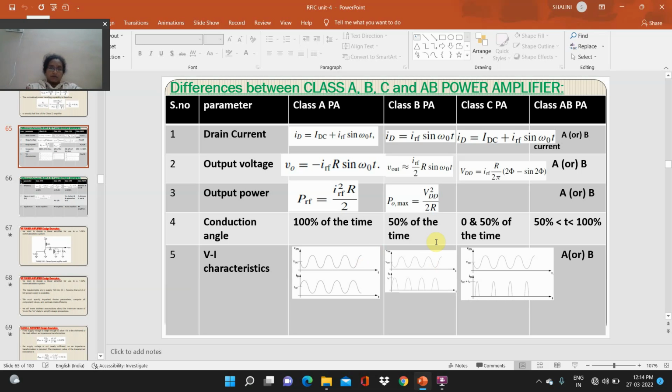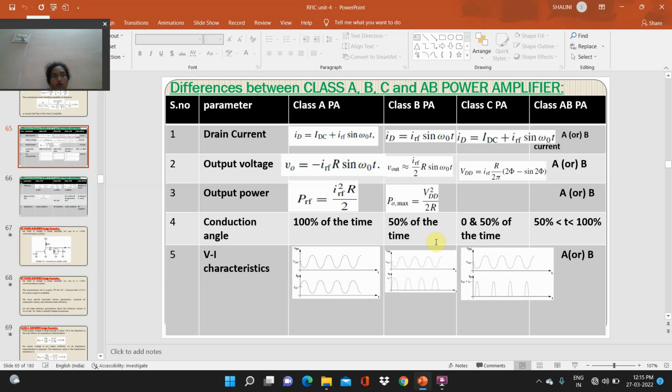For AB amplifier, the class A or B current should be taken. Next, output voltage. V0 is equal to minus IRF R sin omega naught t. For class B, Vout is approximately equal to IRF by 2 into R sin omega naught t. VDD is equal to IRF into R by 2 pi into 2 phi minus sin 2 phi.